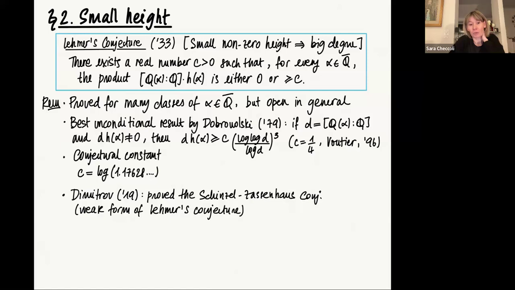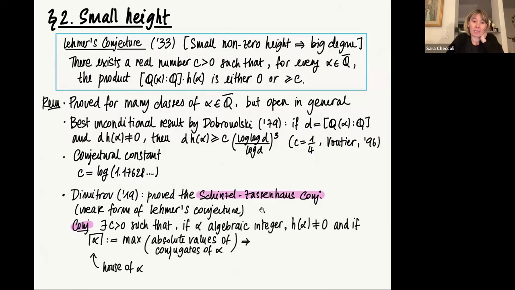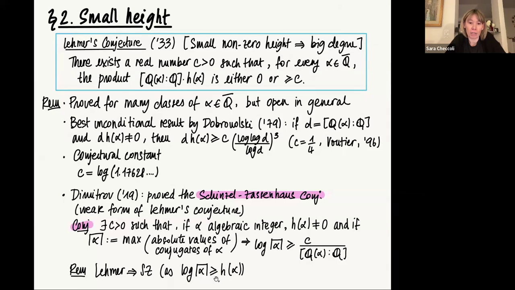And let me also remark, related to Lehmer's conjecture, that Vesselin Dimitrov some years ago proved a weak form of Lehmer's conjecture, which is called the Schinzel-Zassenhaus conjecture. This states the following thing. It tells you that there exists some constant such that, if you take an algebraic integer whose height is non-zero, and you consider the house of alpha, which is the maximum of the absolute values of the conjugates of alpha, then you have a lower bound for the log of the house, which is given in this way, which looks a bit like a Lehmer type bound. Why is this a weak form of Lehmer's conjecture? Because the log of the house of alpha is bigger or equal than the height of alpha. So if you have Lehmer's conjecture, you also have Schinzel-Zassenhaus.